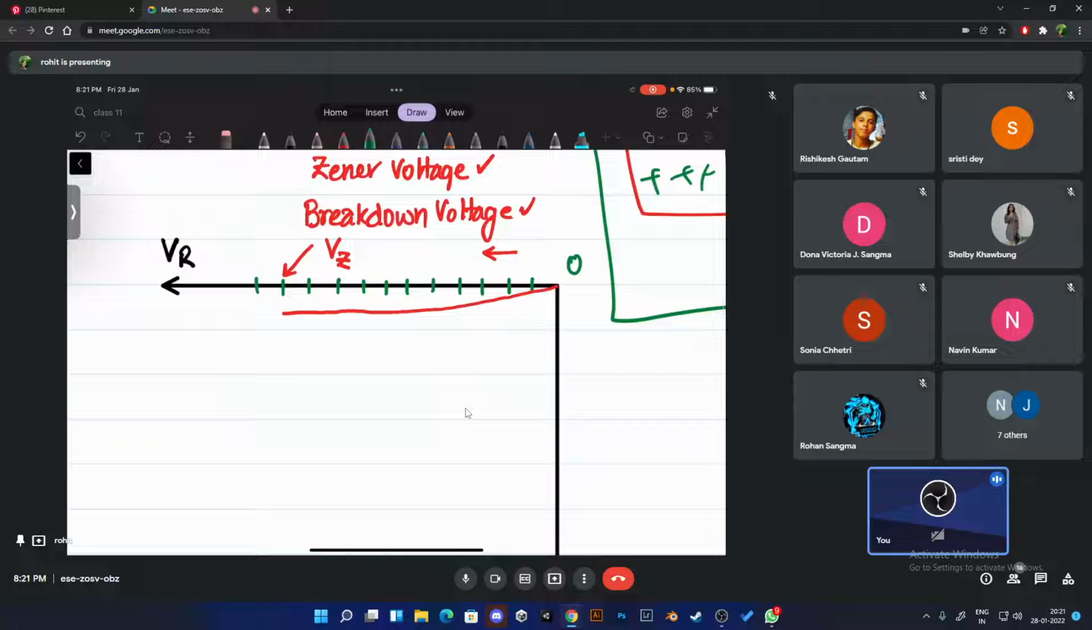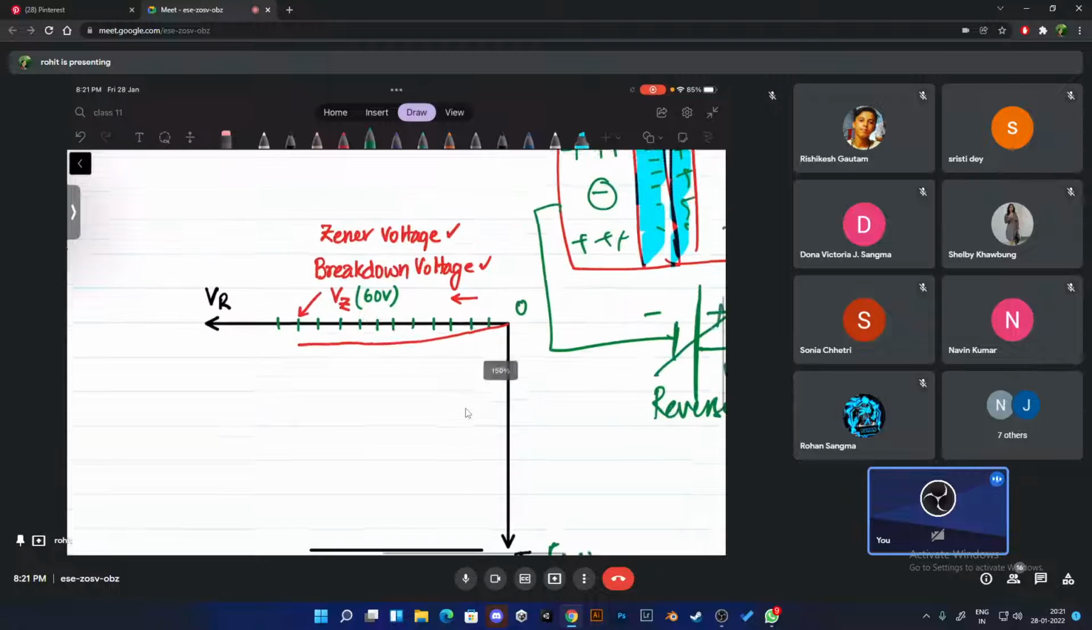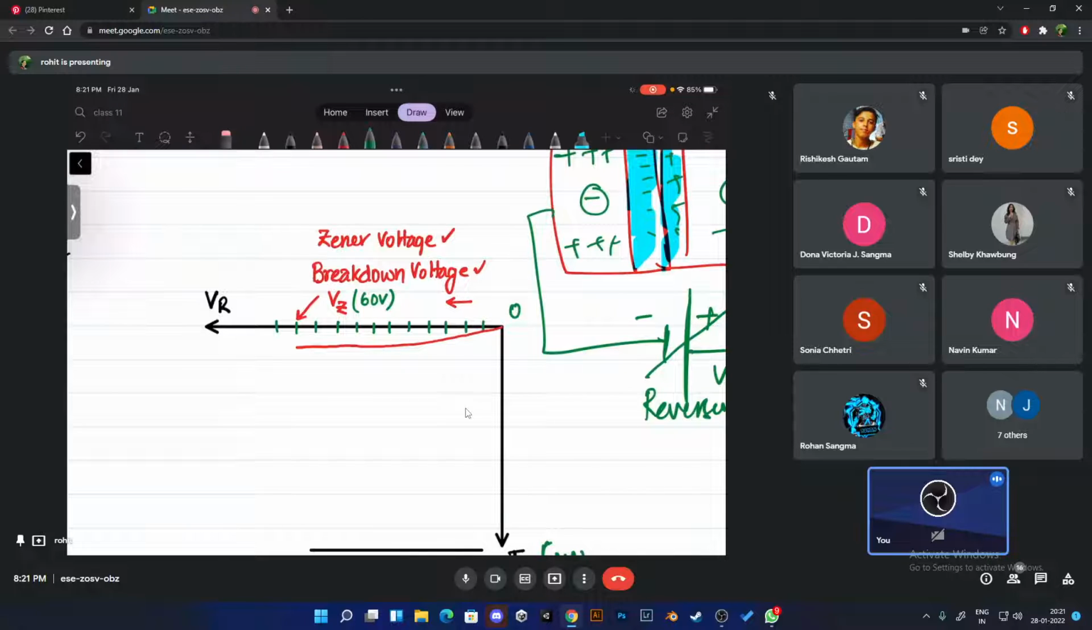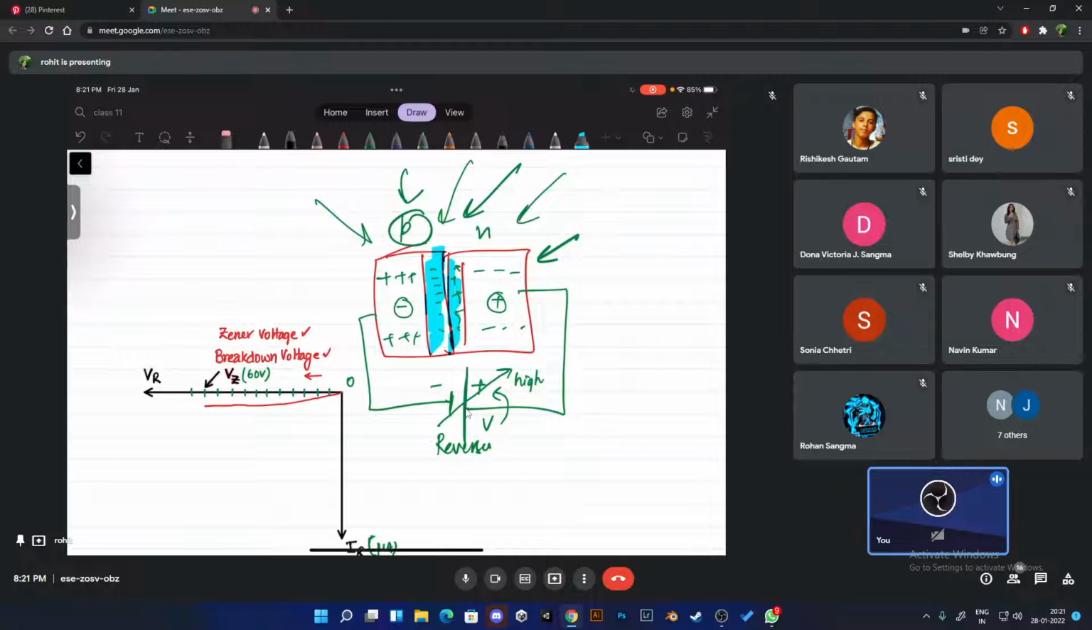Right now I'm saying, suppose the zener voltage is exactly 60 volts. That is up to you. You are going to decide what will be the zener voltage. Please understand this, I'm repeating again. Who decides how much will be the zener voltage? You are going to decide it. How? By adding impurities. You can change the zener voltage by changing the concentration of impurities.